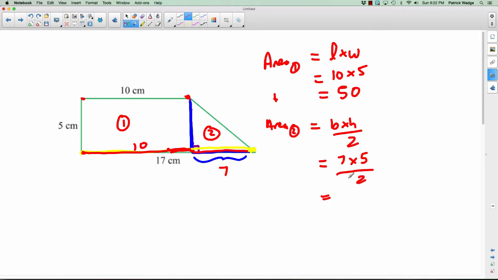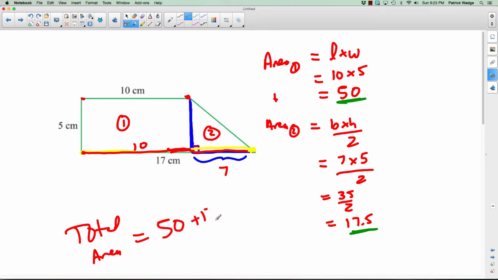All right, we can finish this off. 7 times 5 is 35 divided by 2. 35 divided by 2, I might as well write as a decimal, 17.5. So to get the total area, we need to add together our 50 that we got up here and our 17.5 that we got down here. So 50 plus 17.5, which is 67.5, and it's centimeters squared once again.